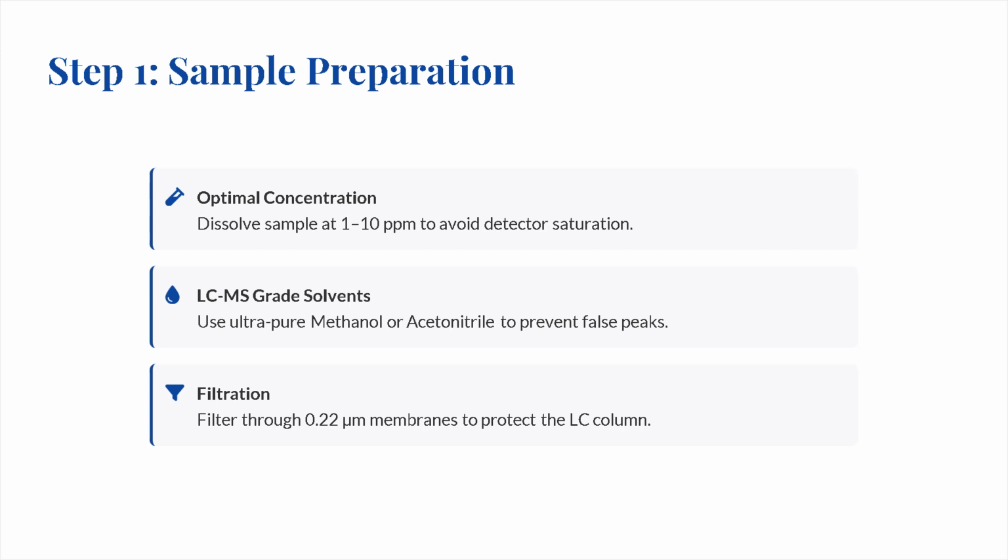Everything begins with proper sample preparation. Your sample concentration must be carefully controlled. Typically, dissolving the sample at 1 to 10 parts per million ensures accurate detection without saturating the detector. Always use LC-MS grade solvents like methanol or acetonitrile. Even small impurities in solvents can produce unwanted peaks and affect your results. And finally, filtration is essential. Filtering through a 0.22 micron membrane protects your LC column and ensures clean, reliable data. Good preparation ensures good results.